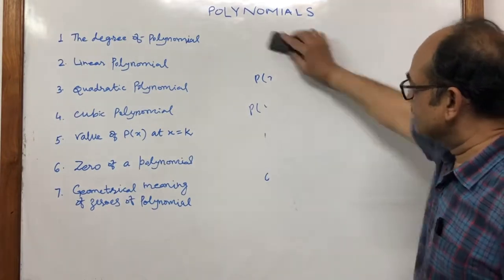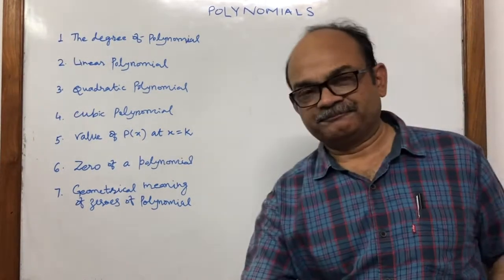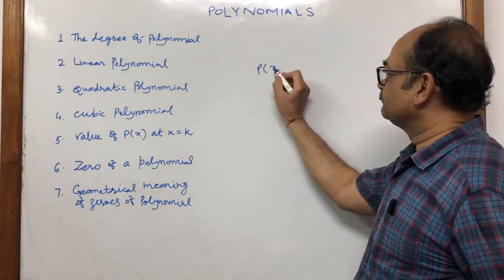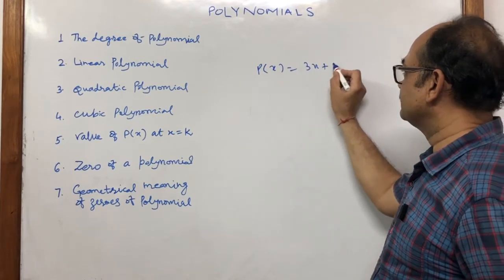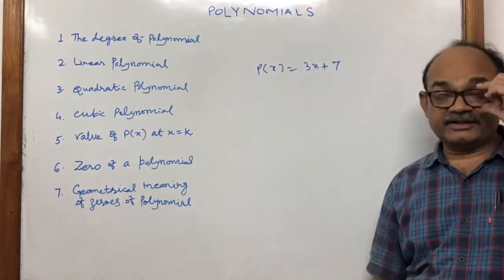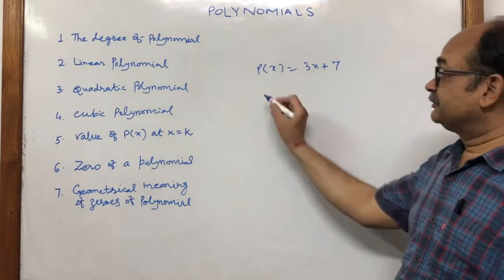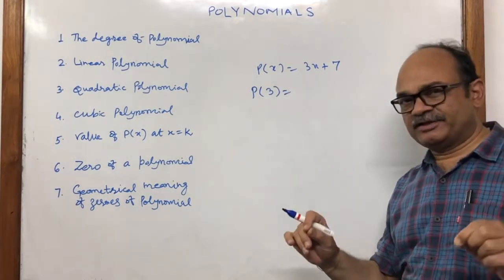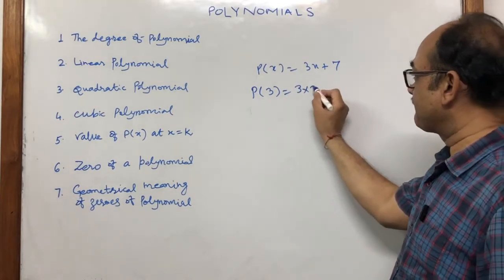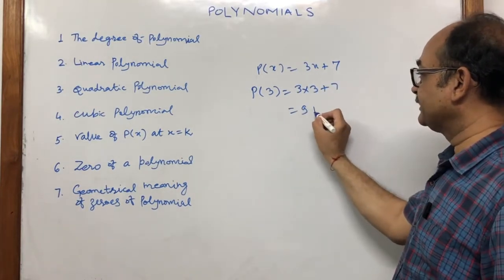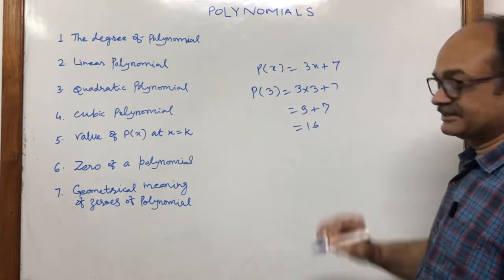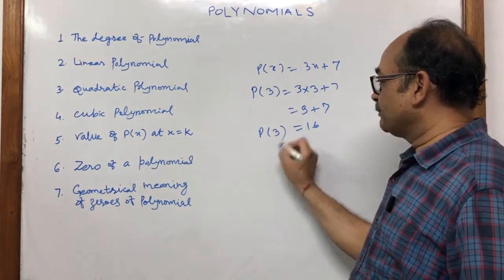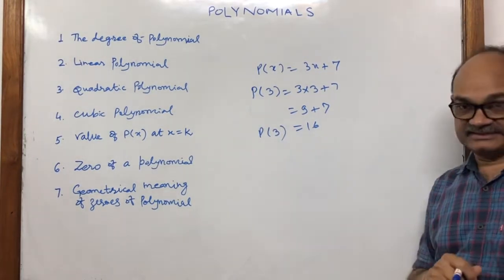Now, the next is how we get the value of a polynomial. By the way, a polynomial is given to you: 3x plus 7. And we want to calculate its polynomial value at 3. It means for every x, you have to put 3. What are we getting? 16. So what we say is, the polynomial value at 3 is 16.